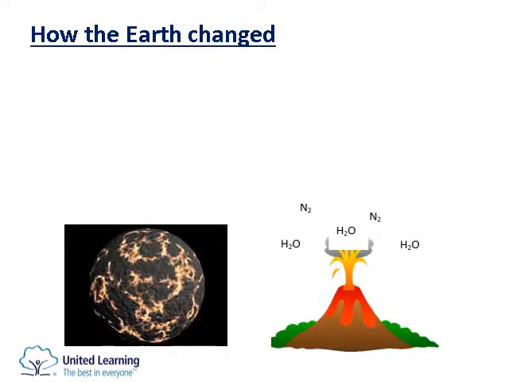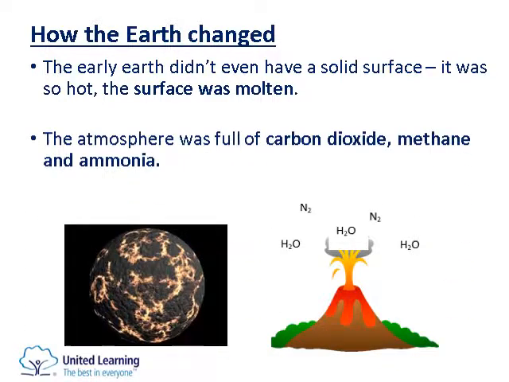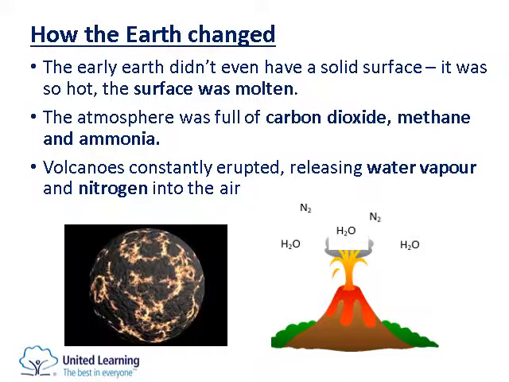So, how the Earth changed. The early Earth didn't have much of a solid surface, like we said. It was hot, and the surface was molten due to lots of volcanoes erupting at one time. The atmosphere was full of carbon dioxide, methane, and ammonia. Volcanoes also release water vapour and nitrogen into the air as well, just like the diagram states.